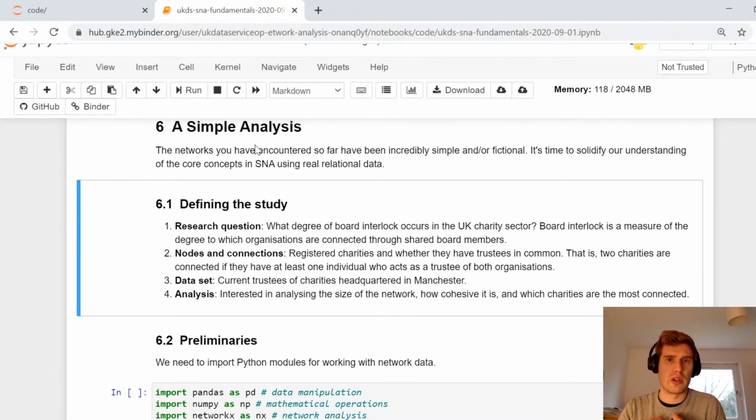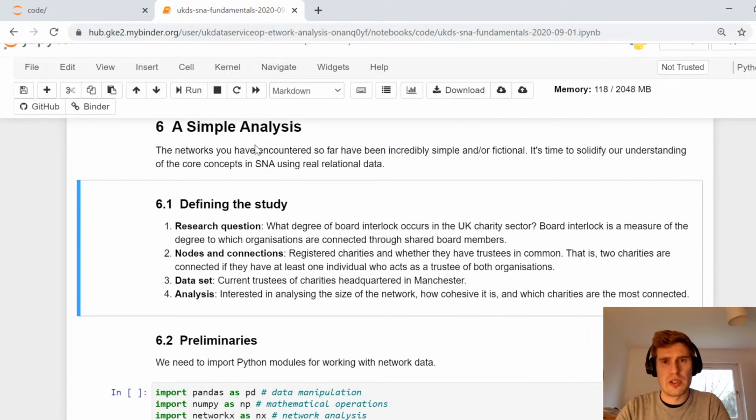So if I'm on the board of one charity and I'm on the board of another, then I can say those 2 charities are connected through me. So that's the network phenomenon we're interested in. How are charities as organizations connected through individuals?